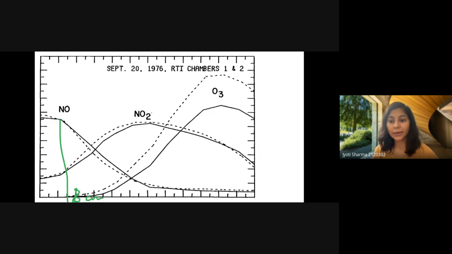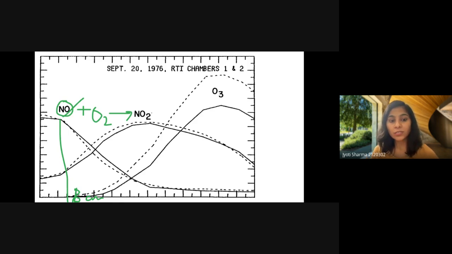So at 8 a.m., we have diesel or petrol. In the combustion of diesel or petrol, the first pollutant that will be released is nitric oxide. Then this nitric oxide will react with the oxygen in the atmosphere, and that will give you nitrogen dioxide. And what will happen?